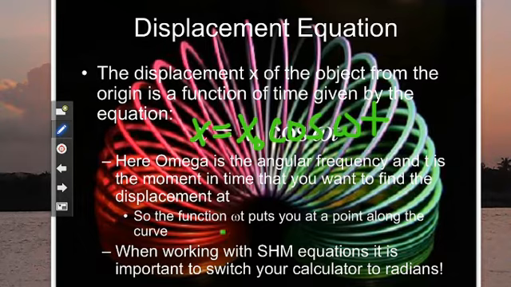As we said, this function omega t puts us at the point along the curve. And as I mentioned before, make sure that we switch our calculator to radians when we're working with simple harmonic motion. And then when you go back to algebra or whatever class, don't forget to switch it back.